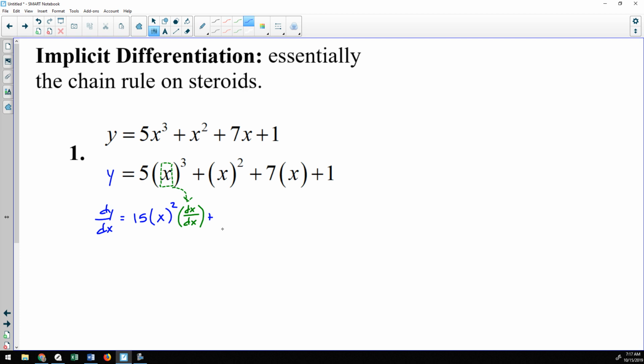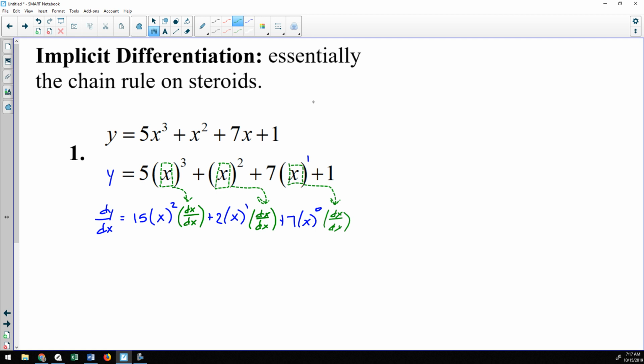So I'm going to do the same thing with x squared. I'm going to bring down the 2. I'll leave the inside x alone and I'll subtract 1. But then I need to multiply by the derivative of the inside, which again would be dx dx, the derivative of x with respect to x. Then I'm going to do the same thing with 7 times x. The derivative of 7 times x, well, if you put a 1 there, it'd be 7 times, and I'll leave the inside alone, to the 0 power, and then the derivative of the inside, the derivative of x with respect to x, is dx dx.